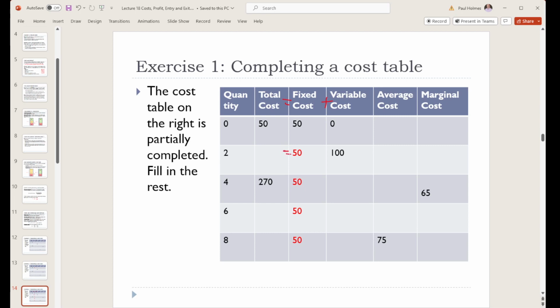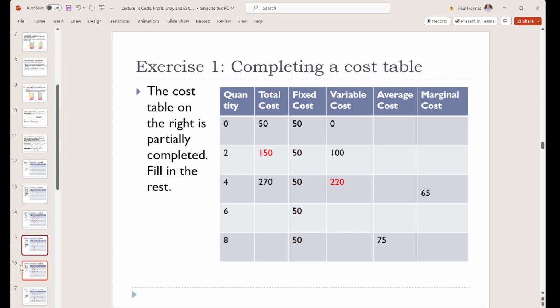And so, for example, our total cost to produce 2 items must be 50 plus 100, or 150. Our variable cost to produce 4 items must come from this formula. 270, the total cost, is equal to 50, the fixed cost, plus what variable cost? Well, it must be 220. There we are. Okay, what's next?